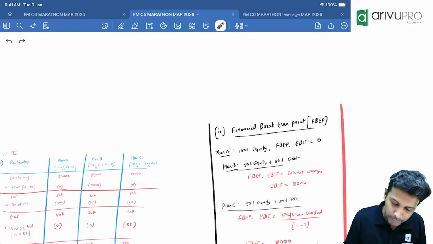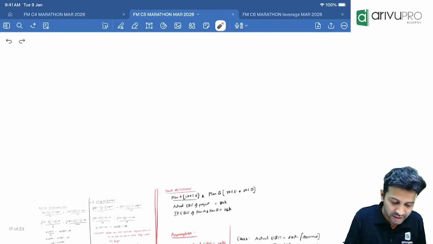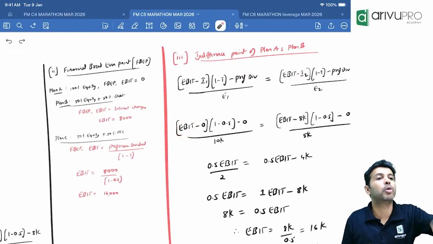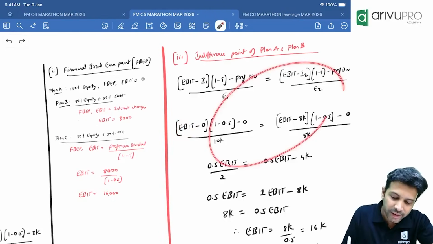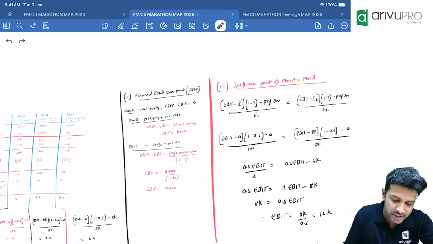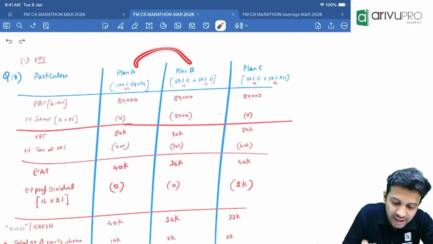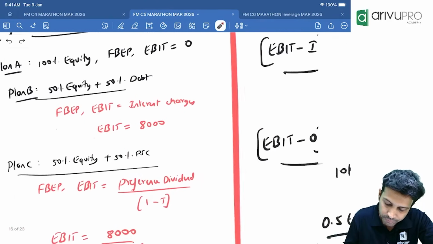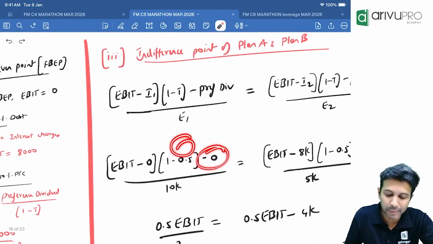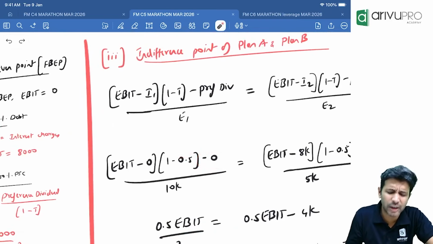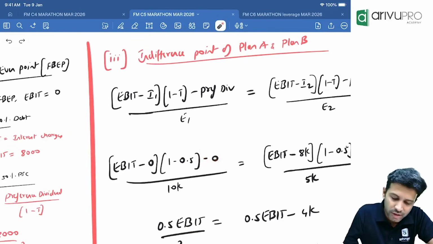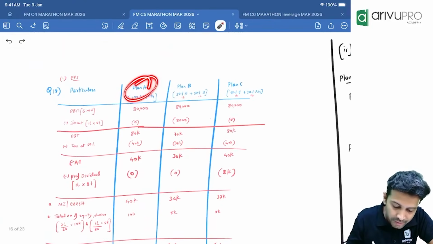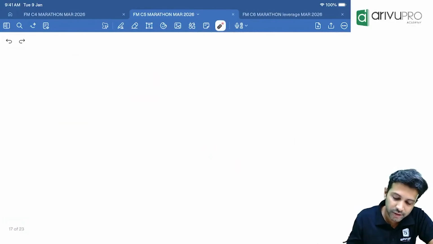When you substitute in this equation, is EBIT given or is EBIT pending? EBIT we don't know. That is what we are about to find out. The rest of the data you substitute. In the first plan, we are comparing A with B. In plan A, what is the interest? 0. So I1 is 0, into 1 minus tax rate, minus preference dividend. The first plan is 100% equity, so preference dividend is 0. E1 means the number of equity shares. What is the number of equity shares in plan A? 10,000. So the denominator is 10,000.